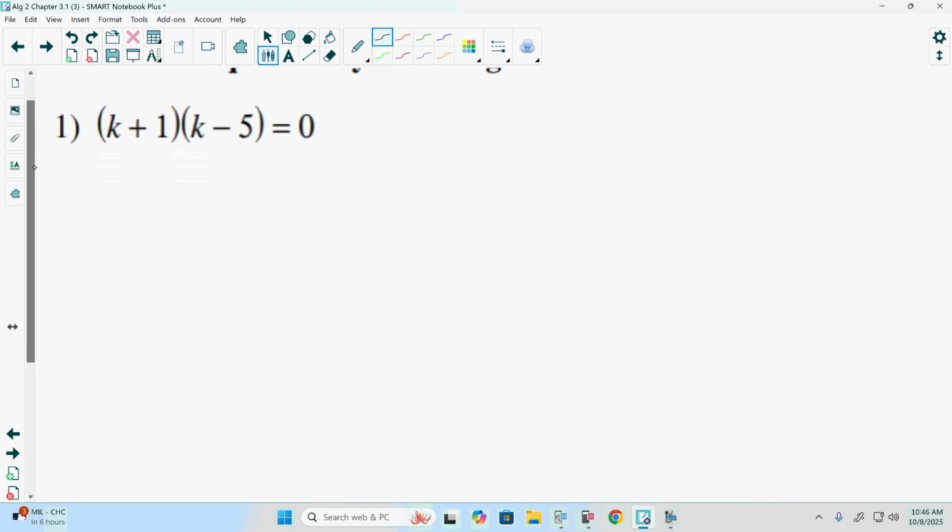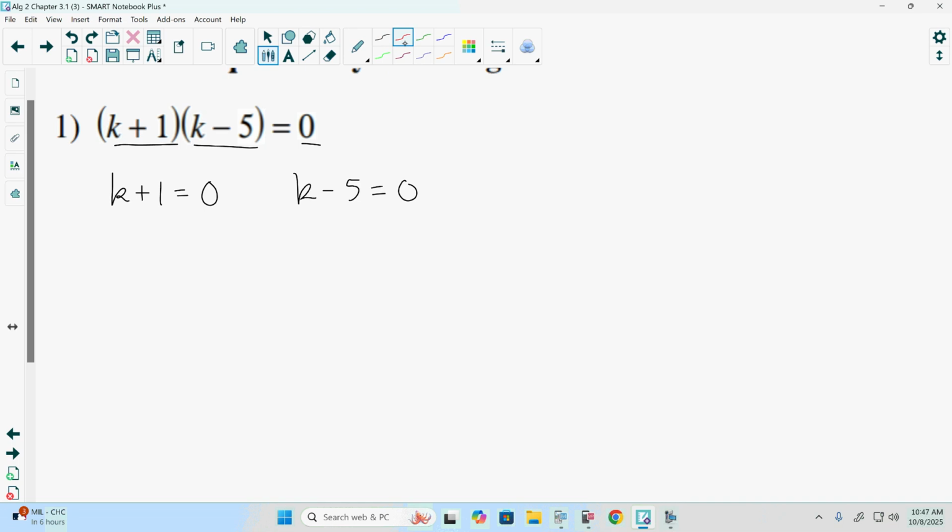So if we look at the first one, k plus 1 times k minus 5 equals 0. I do have two things multiplied together to equal 0. We're multiplying k plus 1 and k minus 5 together. The only way I can multiply k plus 1 and k minus 5 together and get 0 is if one of these two is 0. We're saying that either k plus 1 is equal to 0 or k minus 5 is equal to 0. The only way I can multiply two expressions together and get 0 is if one of the two expressions is 0.